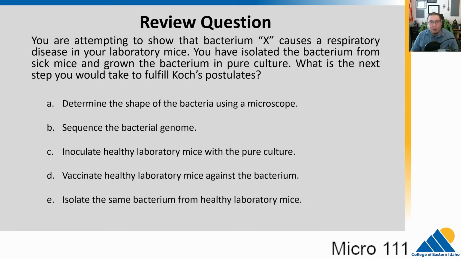Determining the shape would be interesting, but doesn't really tell us if that's causing the disease. Sequencing the genome, well, when Koch was doing this, that wasn't possible. He didn't even know about DNA. It is possible, but still, again, it doesn't tell us if it's causing the disease. C is our answer. Vaccinating, we can't make a vaccine if we don't know that this bacteria is causing the disease. And isolate the same bacteria from healthy laboratory mice, well, that would rule out bacterium X being the cause, right? If we got the same bacteria from healthy individuals, it's very unlikely that that's causing the disease unless something crazy is happening. So let's dive into it.